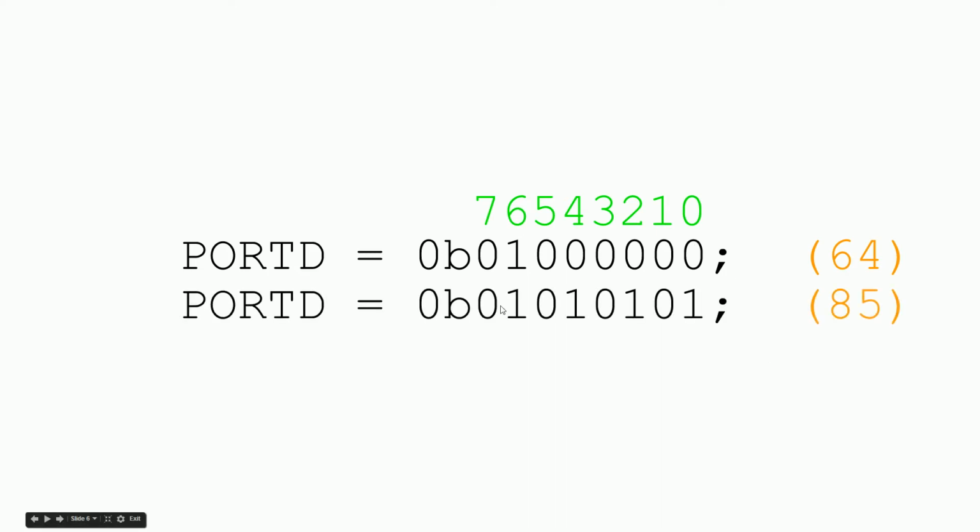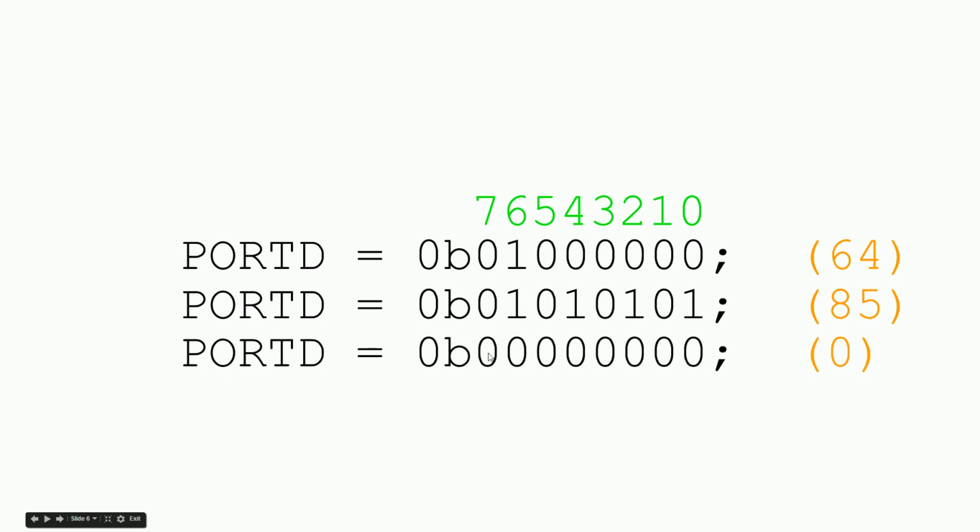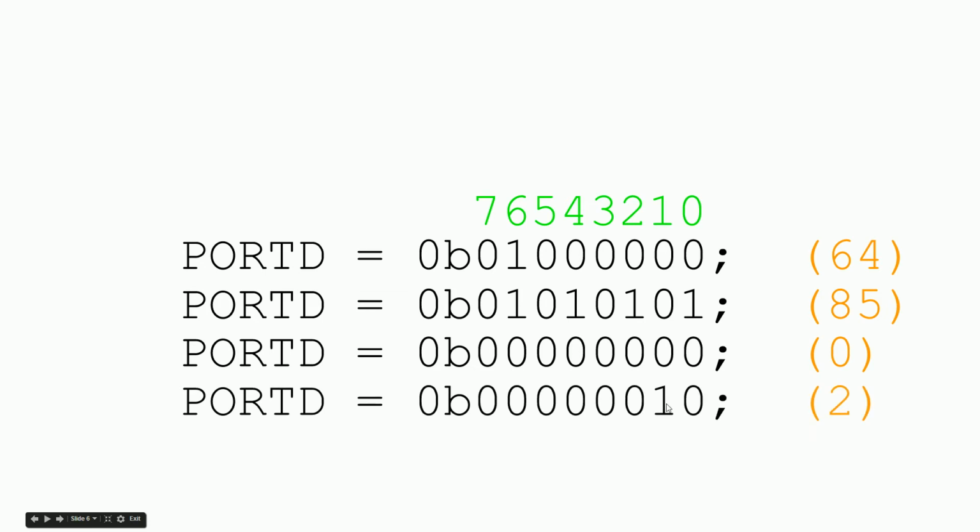Here's another example. So I've turned on pump 6, pump 4, pump 2, and pump 0. And this binary byte is the same thing as decimal 85. Here's an easy example. I just said all zeros, which is the same thing as 0. So all pumps are off. And one final example, let's just turn on pump number 1. That would be the same thing as saying decimal 2. This binary number is the same thing as decimal 2.